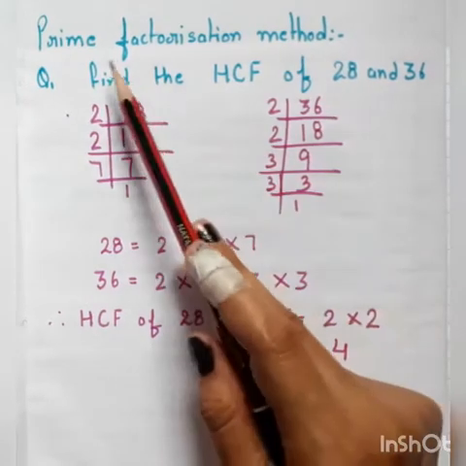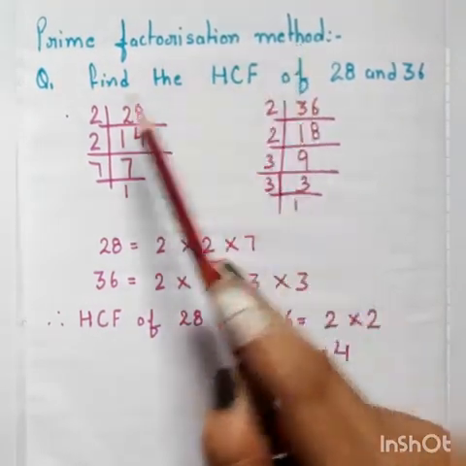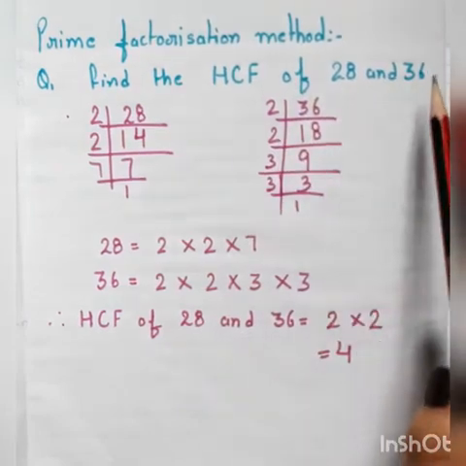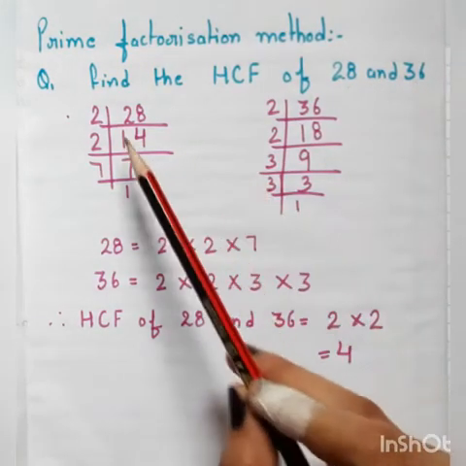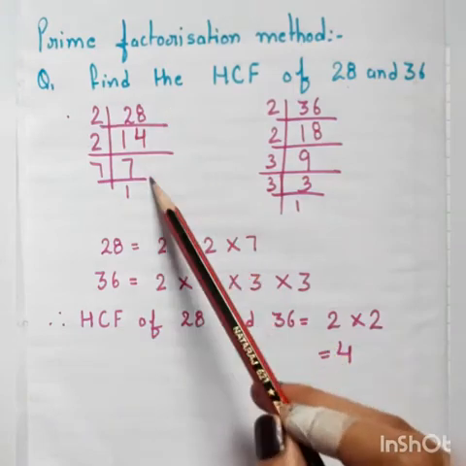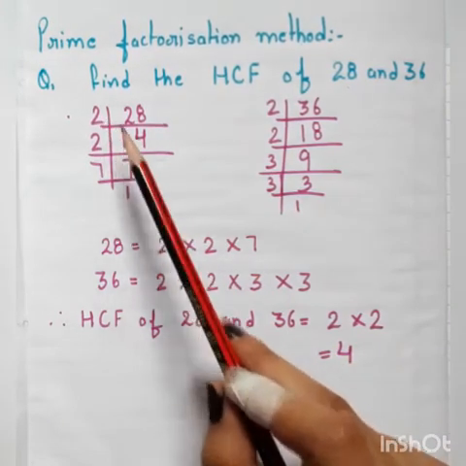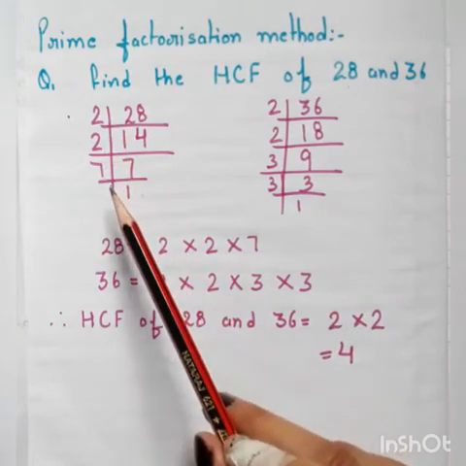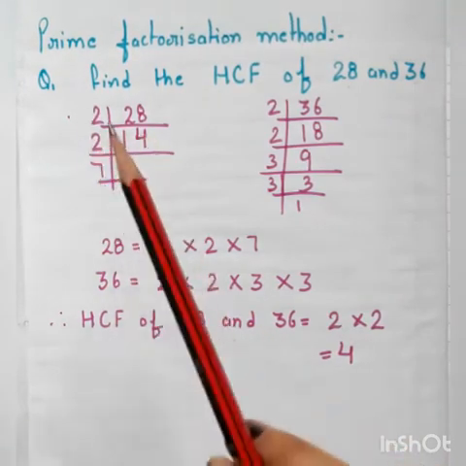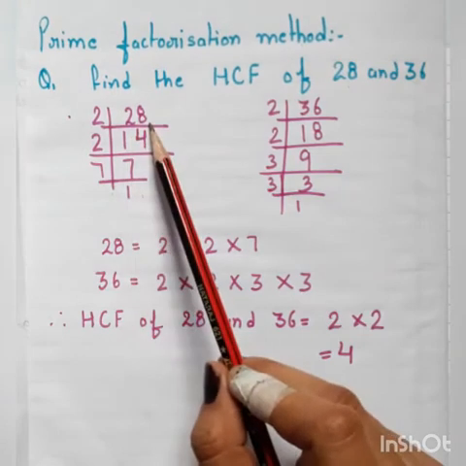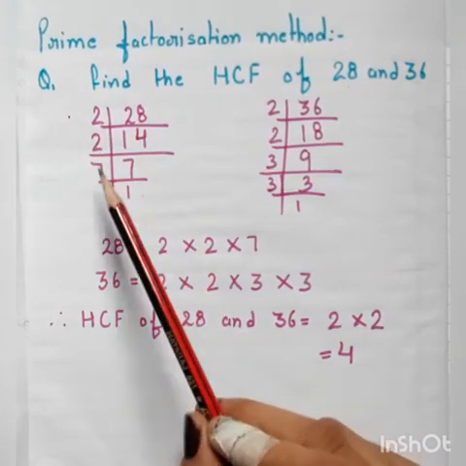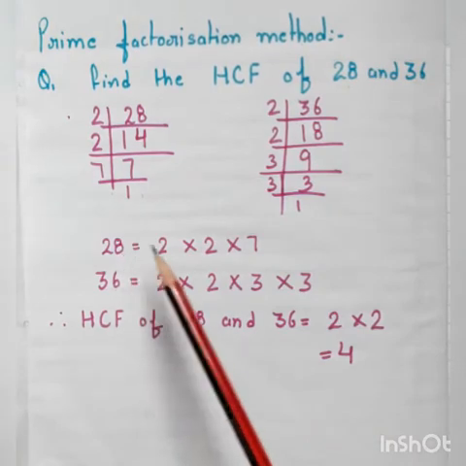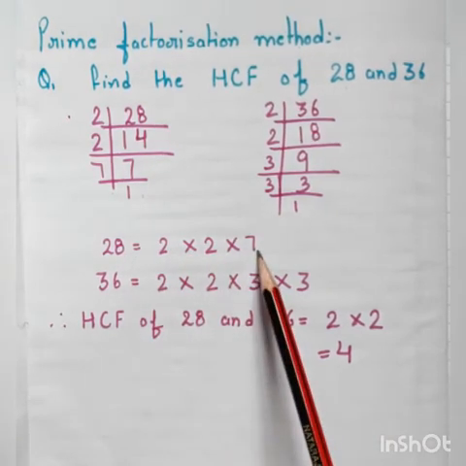So here I have done the prime factorization method. Your first question is find the HCF of 28 and 36. For doing this, you have to write down 28, and I have done the prime factorization of 28. I told you for prime factorization, you only have to use prime numbers and start with the smallest. So 2 14s are 28, then 2 7s are 14, and 7 1s are 7.